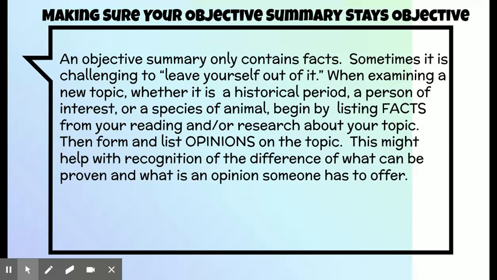So a really good way to start that for an objective summary is to just list out the facts of the information that you read and then list some opinions. That way, when you go to write an objective summary, you'll have a sense of, oh, I can't say that because really that's an opinion. Or I definitely can say that because I can prove that to be fact.